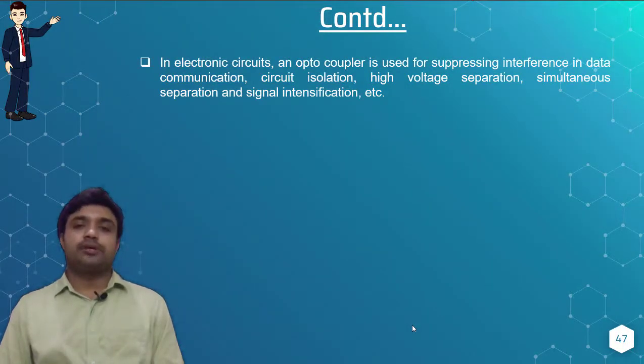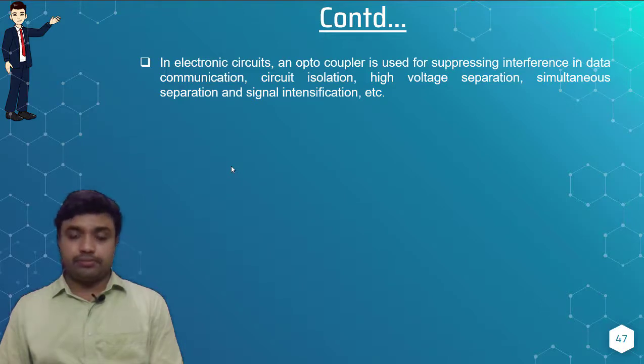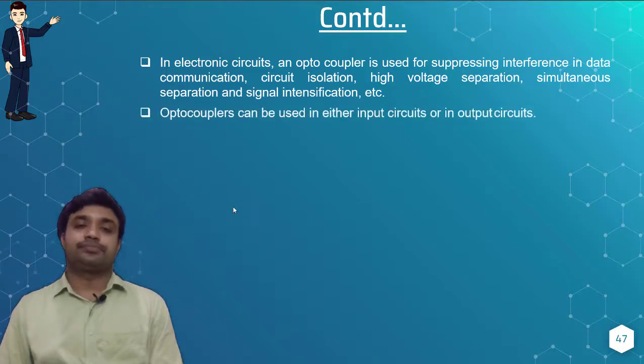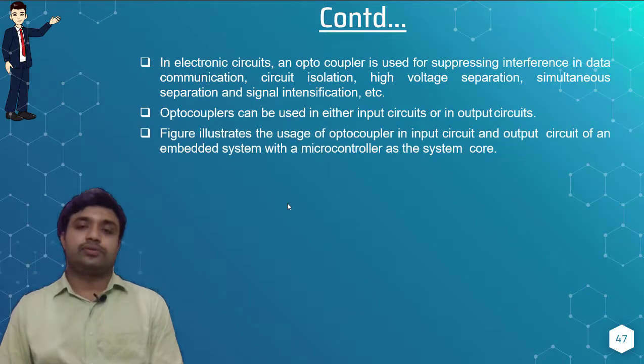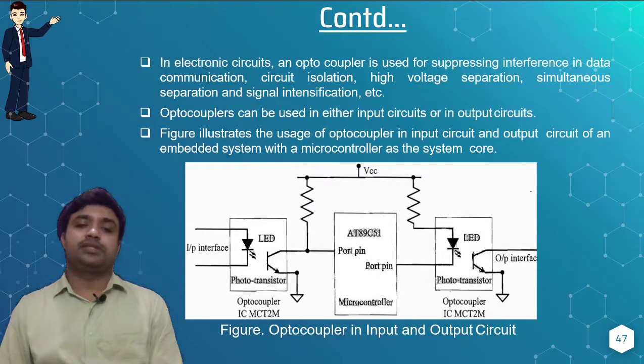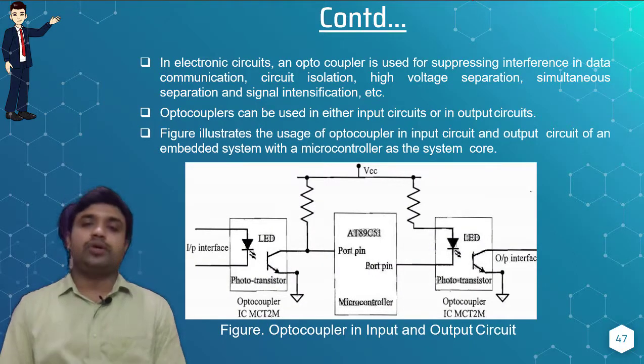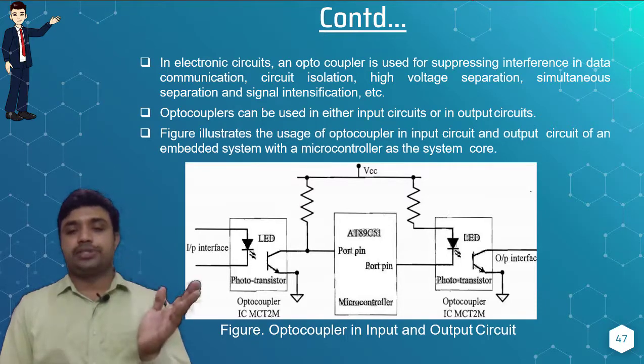Next, in electronic circuits, an optocoupler is used for suppressing interference in data communication, circuit isolation, high voltage separation, simultaneous separations, and signal intensification purposes, etc. So these are the different applications that make use of optocoupler devices. Optocouplers can be used in either input circuits or output circuits. So you can make use of optocouplers at either the input section or the output section. This is the representation of a combination of an optocoupler at the input section and output section.